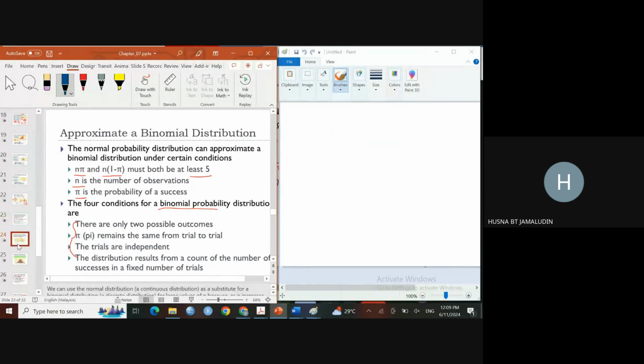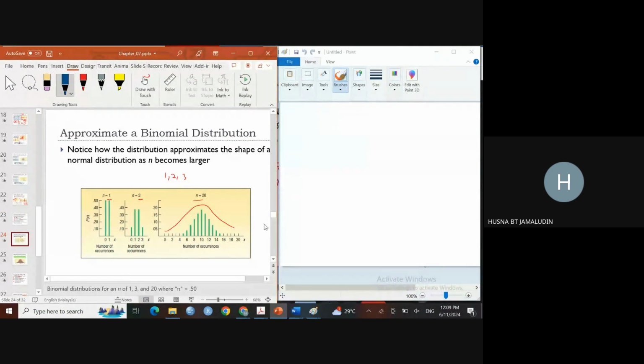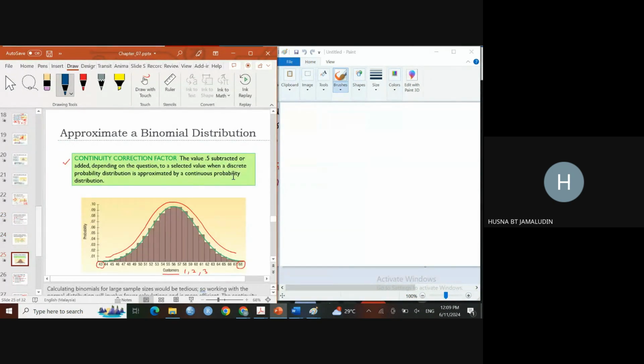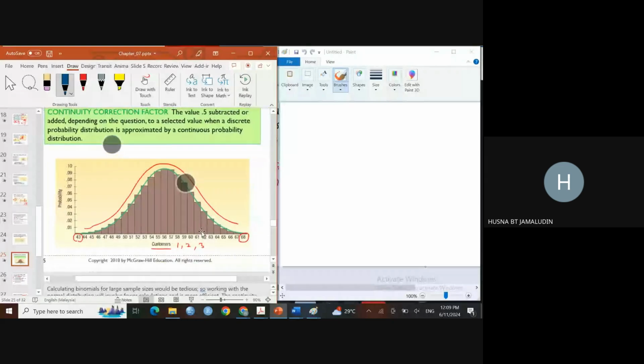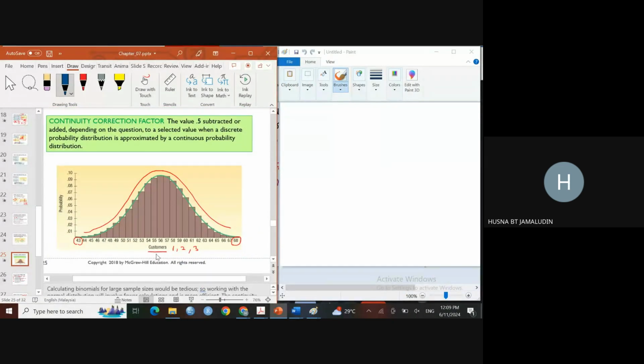Okay, so let's see here. I think this diagram is better. You can see here, we are talking about customers. Customers are not continuous, right? You will have one customer, two customers, and so on. But the number of customers is actually a lot. If the question asks you to compute the probability of having customers 43 until 68, wow, you will have to compute one by one. It will take you forever.